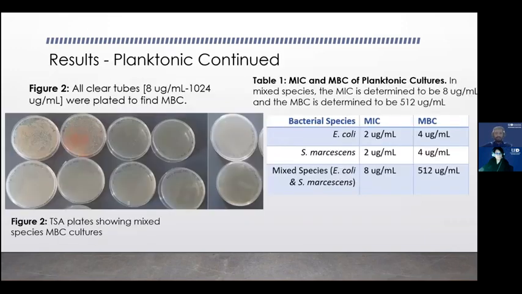Figure 2 shows the minimum bactericidal concentration, which is the lowest concentration at which the antibiotic has killed all the bacteria. Our test showed that the MBC was 512 micrograms per milliliter. Table 1 has data from single-species planktonic MIC and MBC cultures, which show that both bacteria were inhibited and killed at 2 and 4 micrograms per milliliter respectively. This shows that even in planktonic form, the multi-species culture is more resistant to the antibiotic.